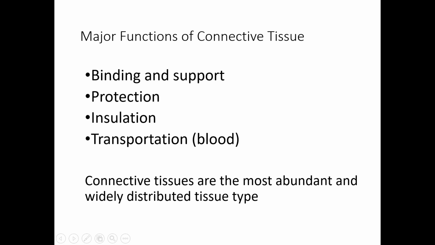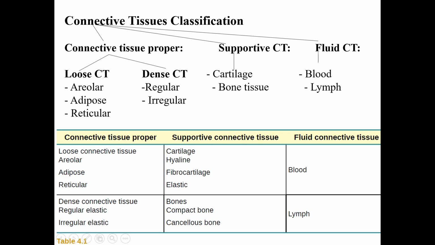Insulation. Many organs are surrounded with layers of fat tissue for protection, kidneys for example. And finally, transportation. Blood is a tissue too. It's a liquid connective tissue. So blood transports nutrients, oxygen, wastes through the body.